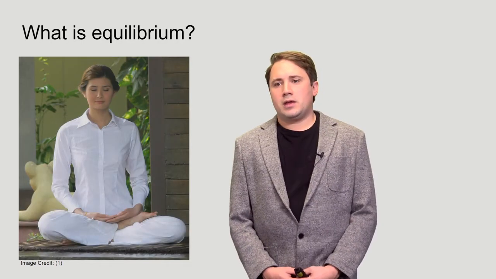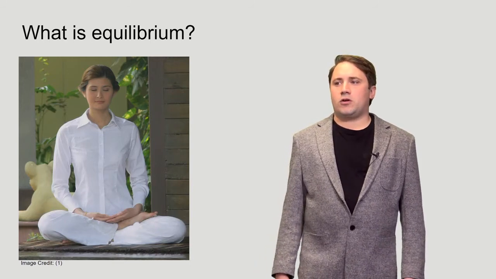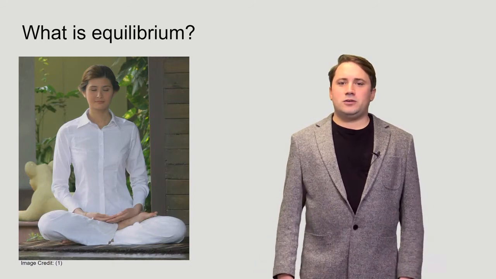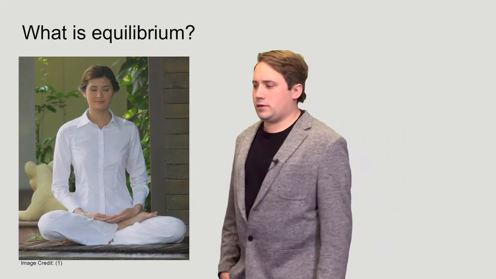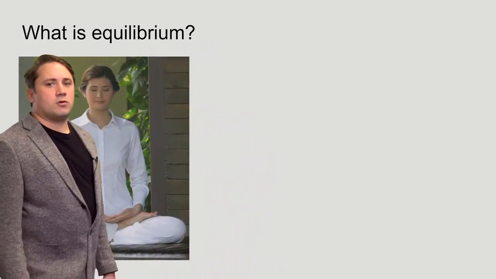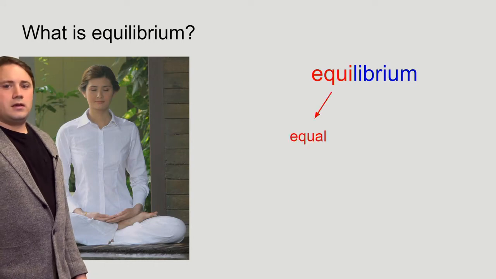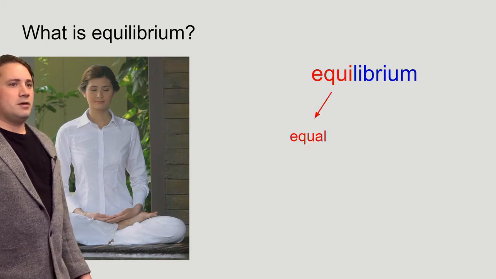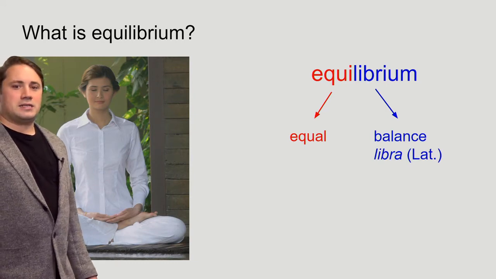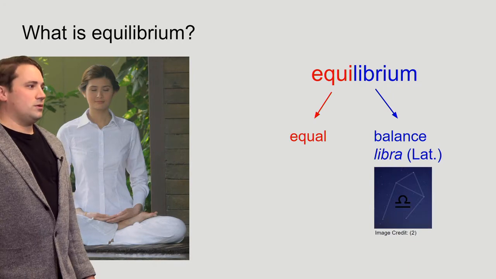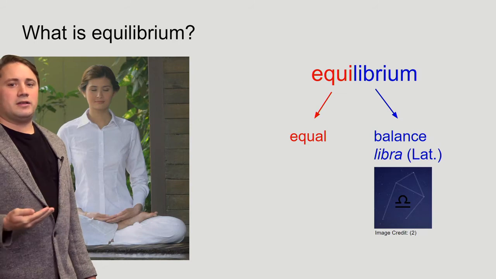So what is equilibrium? Well, there's a popular definition of the term suggesting inner harmony or harmony with one's environment. And this isn't too far off from the scientific definition of the term. And we can break down the word into its components to consider what the word might mean. So if you take equilibrium, equa means equal, and librium means balance in Latin. And you might also recognize this from the zodiac sign Libra, which is a scale. And so the term suggests that things are in equal balance with each other.